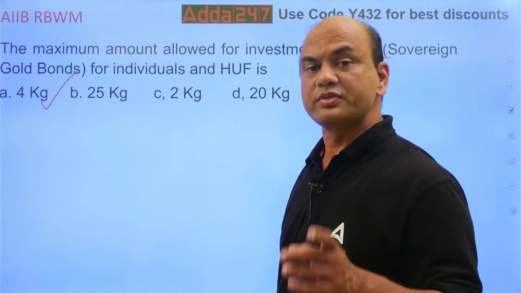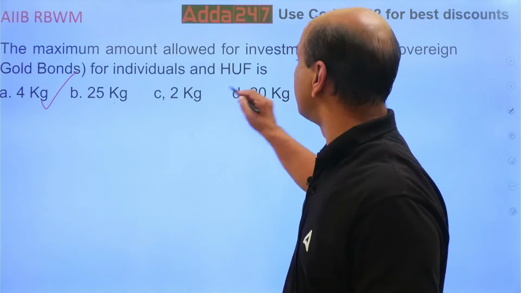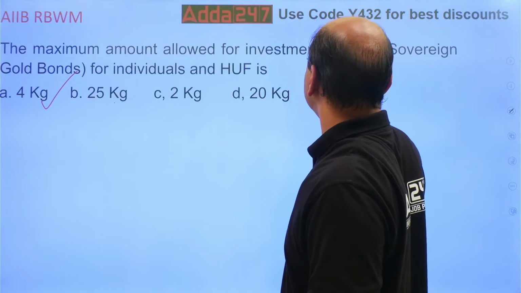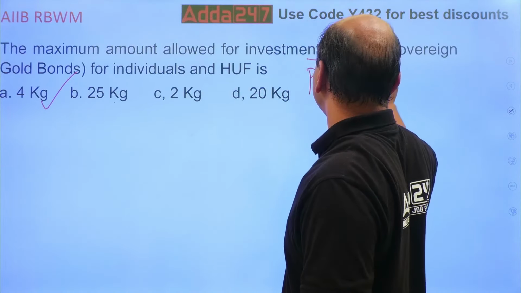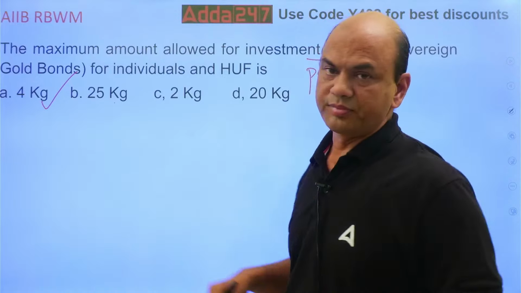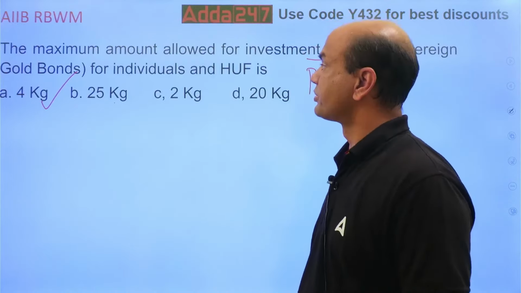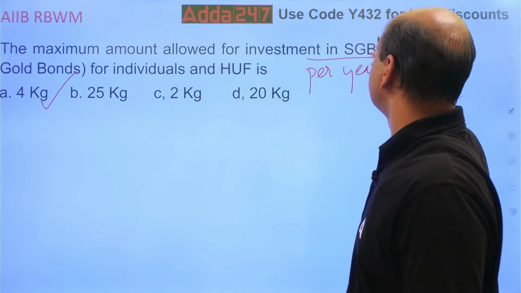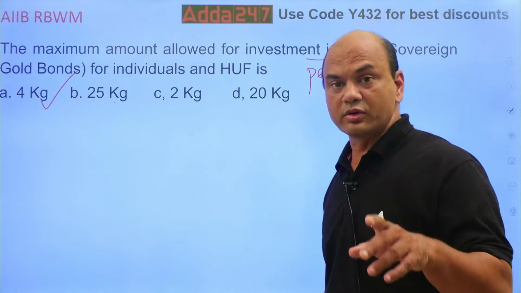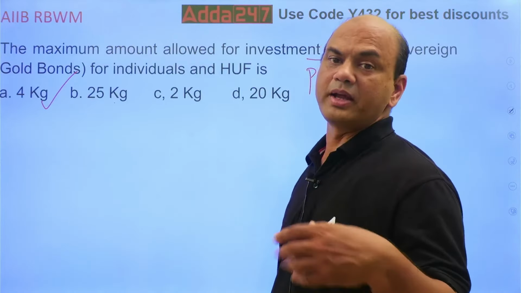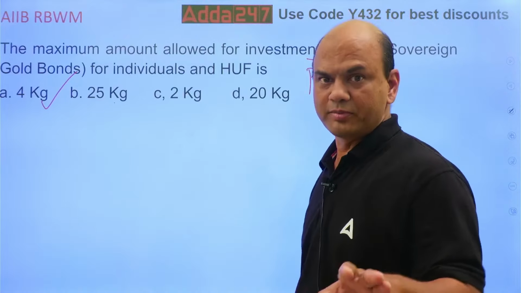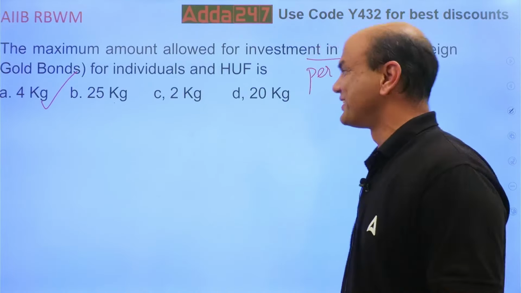For individuals, it is 4 kg per year. See, this is all per year. You can make the investment per year, 4 kg, and that is also in SGB, sovereign gold bonds. It's not for real gold. Real gold you can buy any amount, if you have money, obviously.